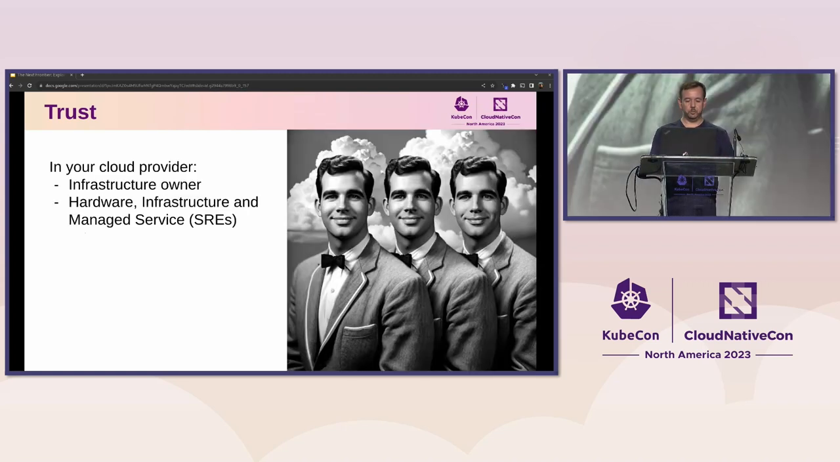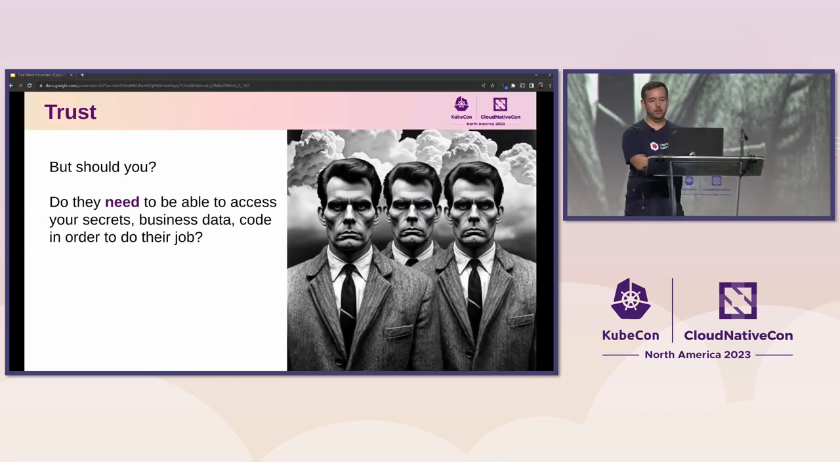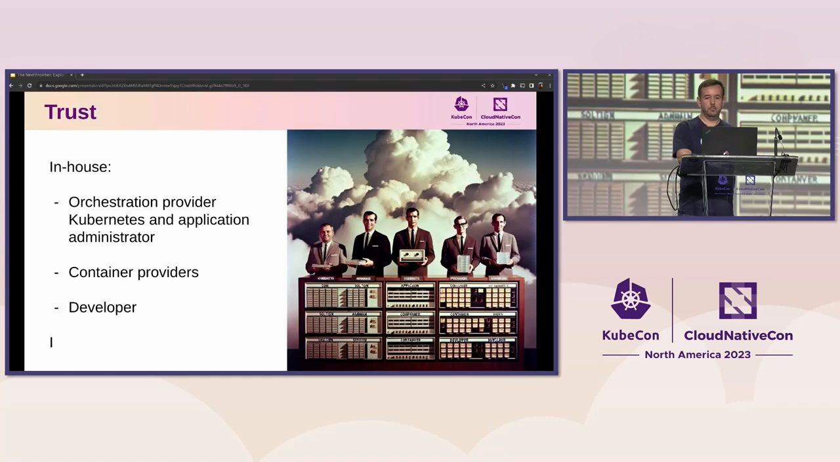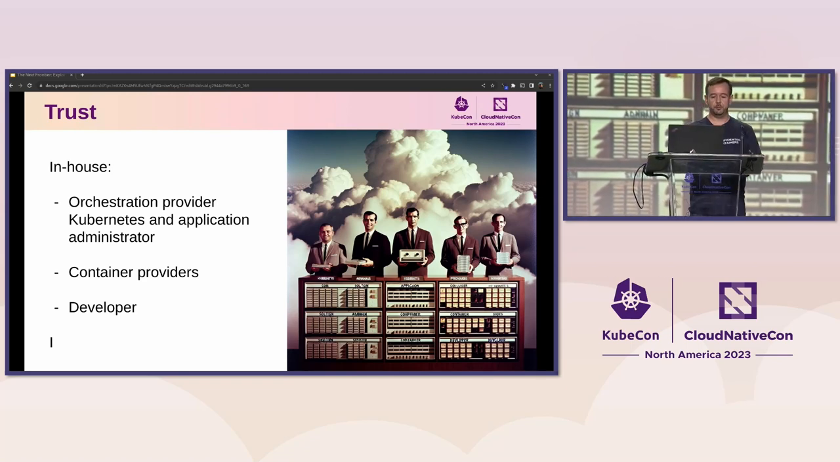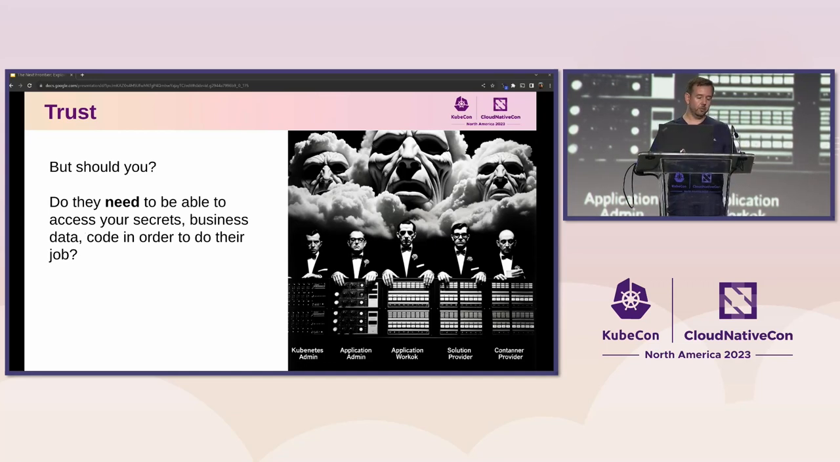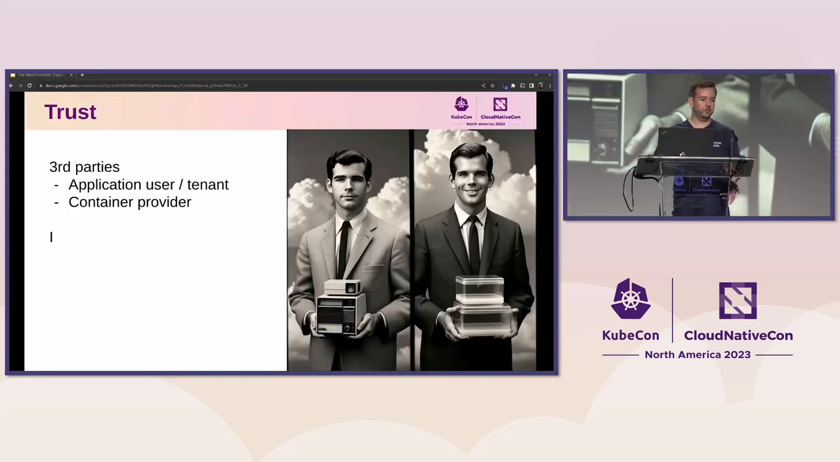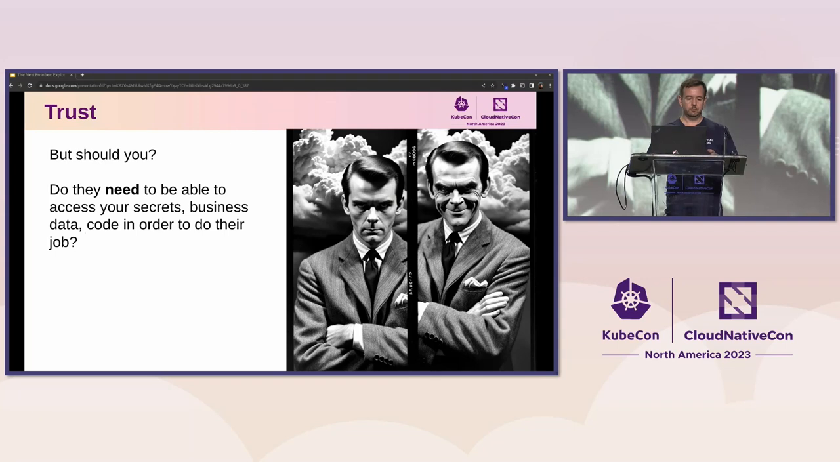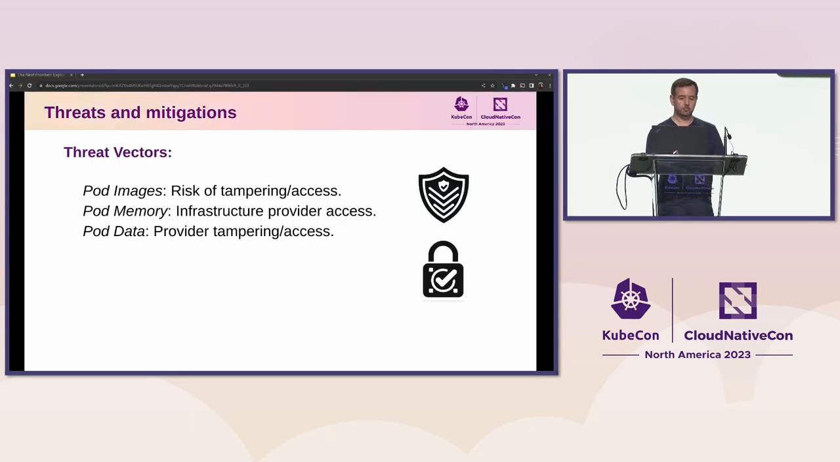So there are all these different groups. And the question is, do I have to trust them? To what degree? Do they need all this trust in order to perform their job? And often the answer is no. The same is true for in-house, all the groups that I trust. Do they need this to perform their job? And often the answer is no. And the same is true also for third parties. Do I have to trust them to this degree? Often the answer is no.